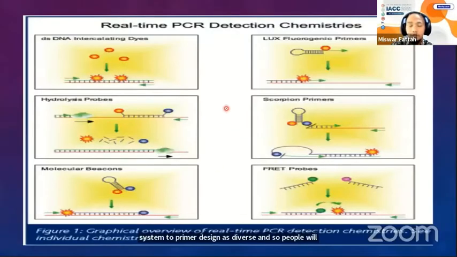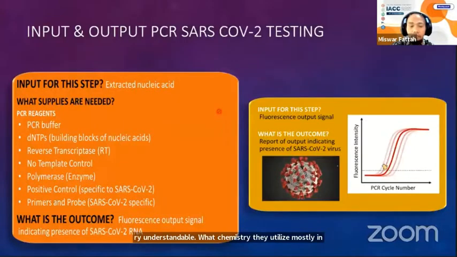PCR. And for real-time PCR, we need to understand very well what chemistry they utilize, mostly using hydrolysis or TaqMan probes. And we need to know the output of the PCR testing. The output of PCR testing is, this is the input, the reagents, and the output is actually a curve.